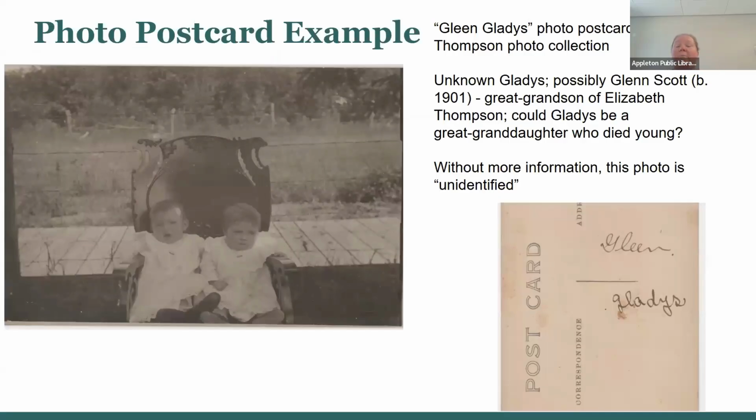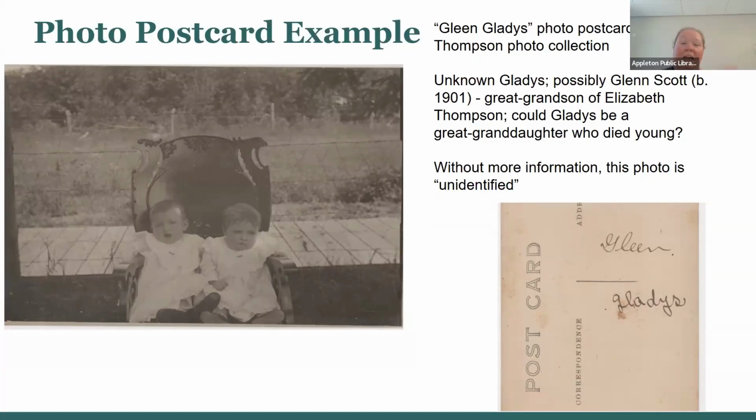So here's an example from one of my families. This one on the back just says Gleen, or Glenn, just misspelled, and Gladys. So I've got two kids here. This is from one of my ancestors' photo collections that somebody in the family inherited and shared with me. I have no clue who Gladys is. I cannot find a Gladys in the family tree at all on this side of the family.